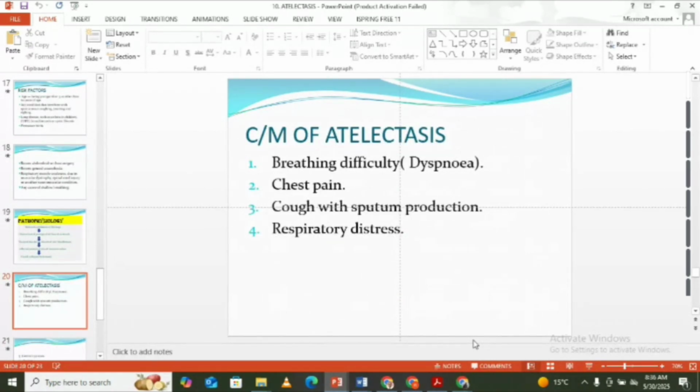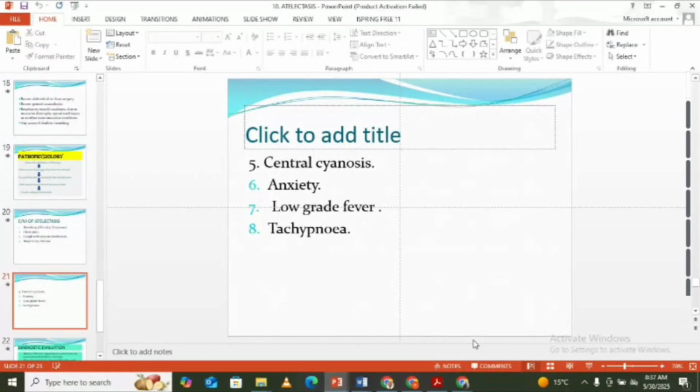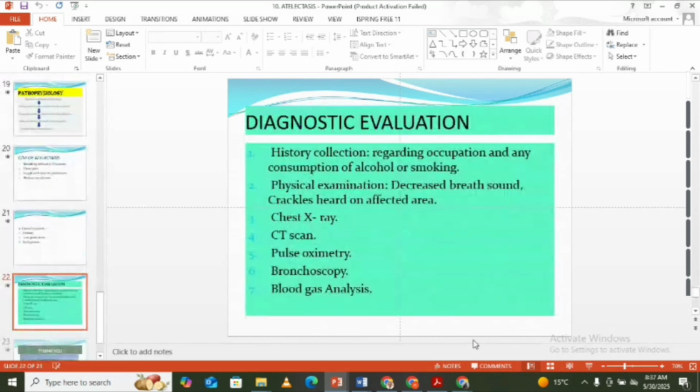So the patient will present with difficulties in breathing. They'll present with chest pains. There'll be cough, which is accompanied by sputum production. There'll also be respiratory distress that can be seen in this patient. There'll be central cyanosis because ventilation is not taking place properly. That means there is not enough oxygenated blood getting to the body tissues. There'll be anxiety, there'll be fever, there'll be tachypnea, which can be seen in this patient.